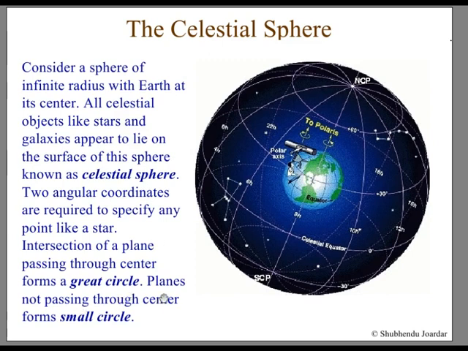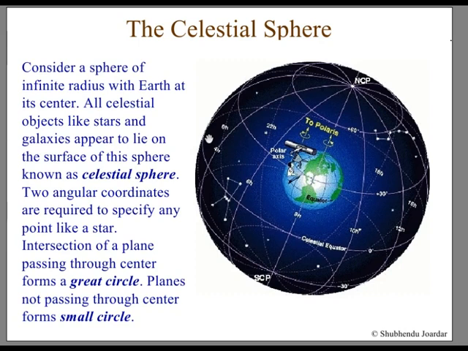The intersection of a plane passing through the center forms the great circle. Now this entire thing has a center, which is the center of Earth, and if you cut this one using a huge plane, you just pass it through this one, so that the plane touches the center of the Earth, then it will draw a circle on this shell. That is where it will cut, and that circle is called a great circle.